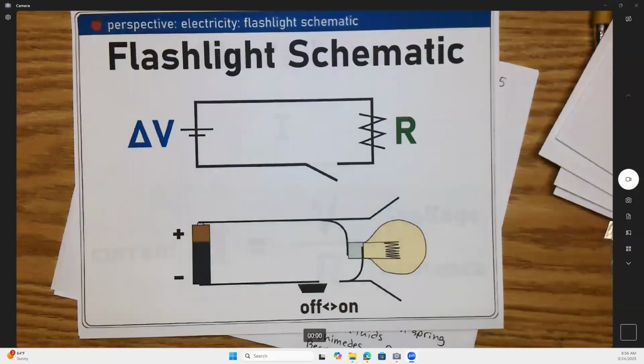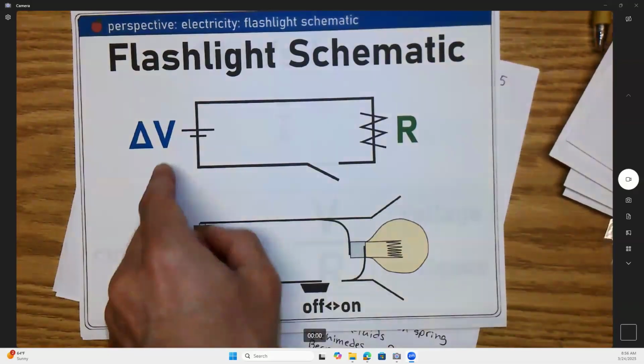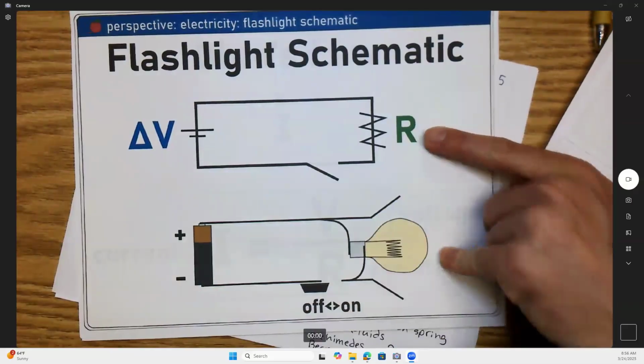So, a real simple example here could be a flashlight. You turn on the switch, that closes the circuit. Now the electricity can flow and turn the bulb on. A light bulb is a type of resistor.